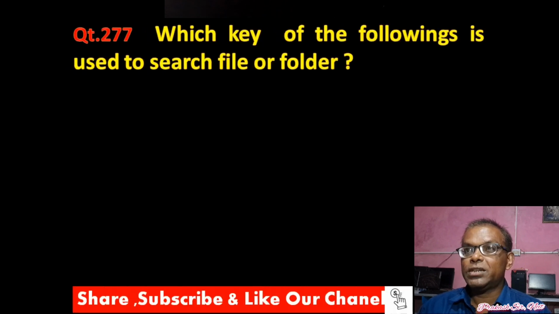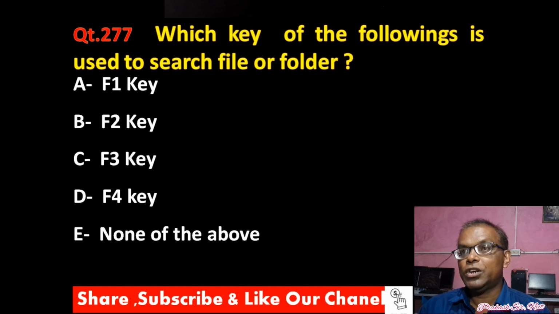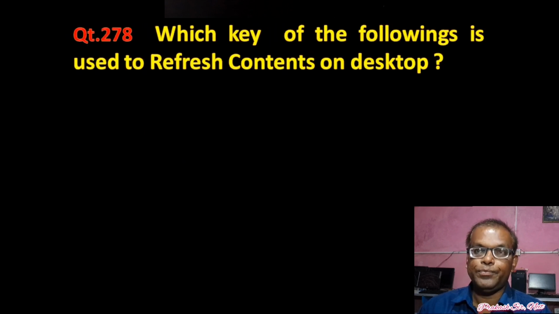Question number 277 is, which key of the following is used to search a file or folder? Out of these alternatives, which can be used? The correct answer is F3, function key 3. By function key 3, you can search any file or folder in your computer. So point number C is the correct answer.